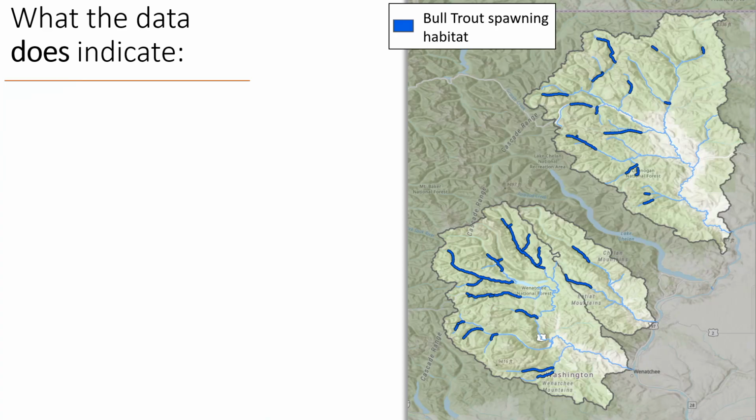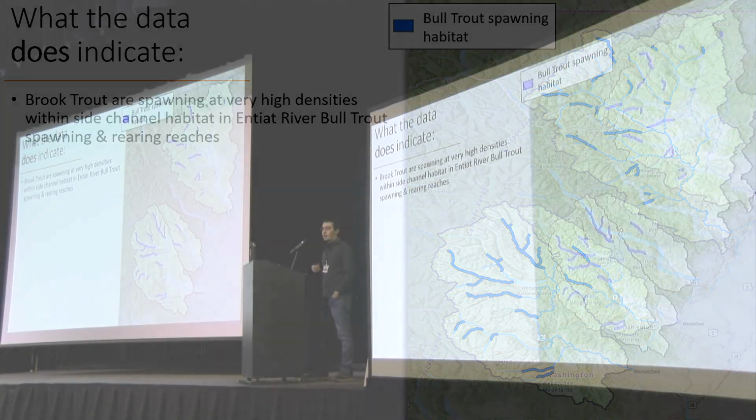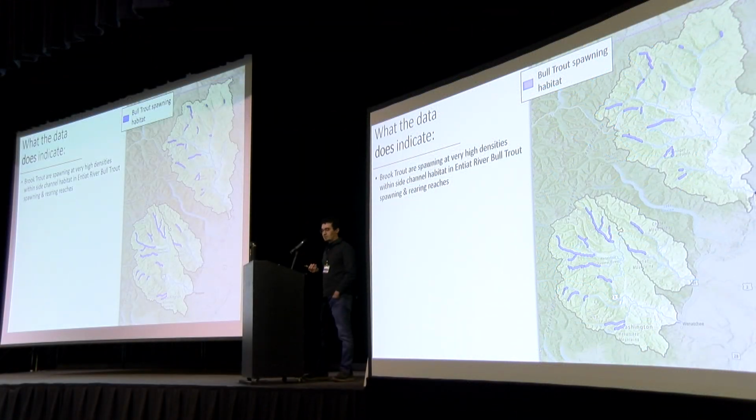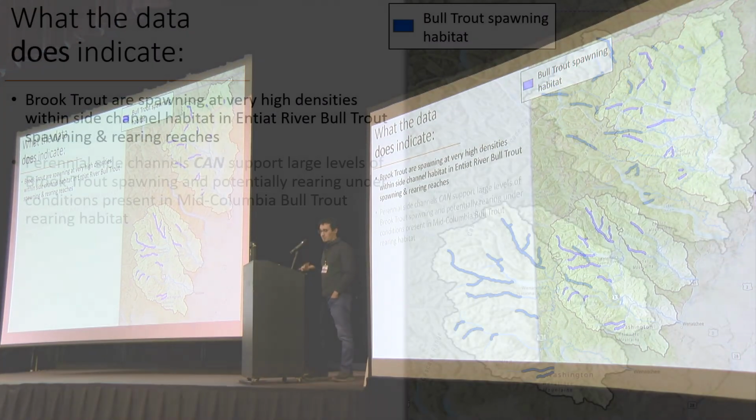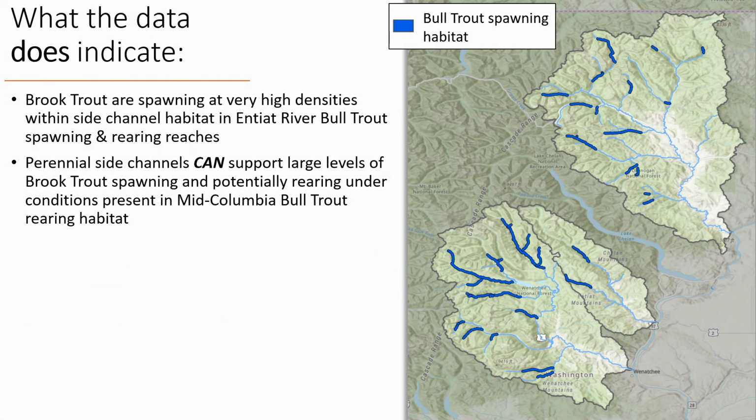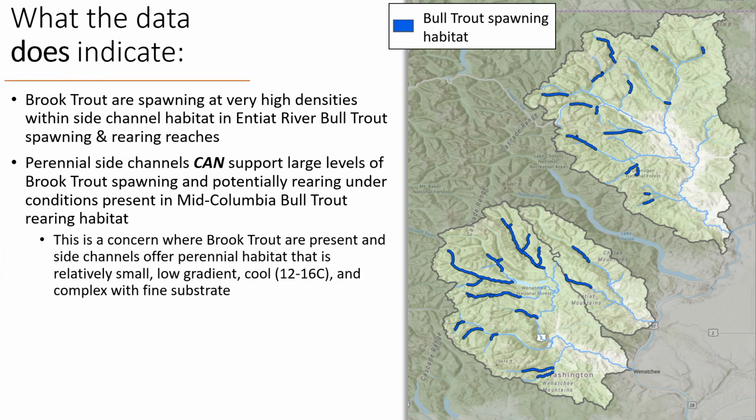All right. Now let's talk about what the data does indicate. This one's kind of implicit: brook trout are spawning at very high densities within side channel habitat in the Entiat River in bull trout spawning regions, right? It also indicates that perennial side channels can support large levels of brook trout spawning and potentially rearing under conditions present in mid-Columbia rearing habitat. And again, this is a concern where brook trout are present and side channels offer perennial habitat that is relatively small, low gradient, in that 12 to 16°C window, and complex with fine substrate.